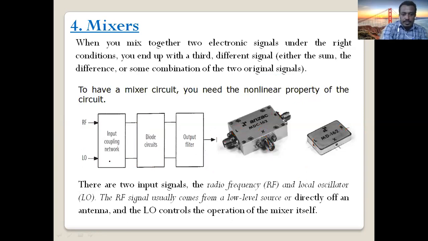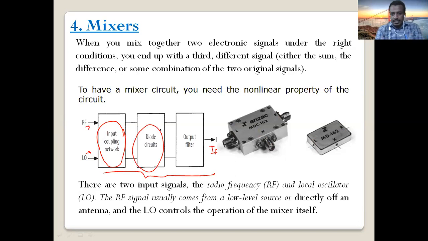So this is a general block diagram of a mixer. What is the first one? The input coupling network. It has 2 inputs, RF and local oscillator, and 1 output, IF. The first part, the input coupling network, is mostly for impedance matching. As you know, if you connect any device and there is some impedance mismatch, the signal will be reflected, right? Then the diode circuit, which is the nonlinear device here, translates the frequency into IF, and we have one more device for the output filter.